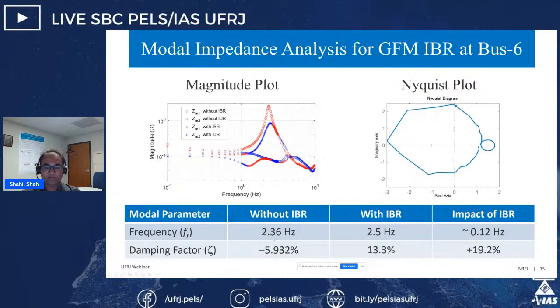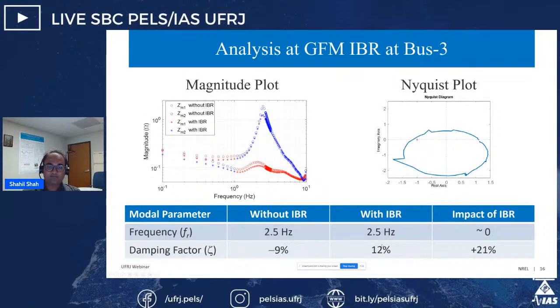So now we know the frequency of the mode and the damping without the IBR and with the IBR. The differences will tell us what this particular IBR is doing. So this particular IBR is adding around 19% of damping to the system. The damping with the IBR is 13.3%, and out of that, 19% is added by this IBR. So if I remove this IBR, I'm going to lose the system stability.